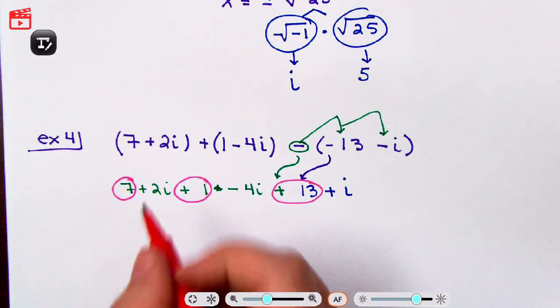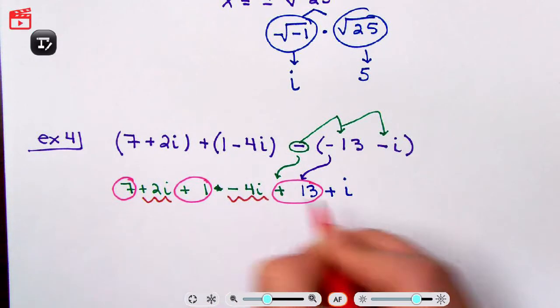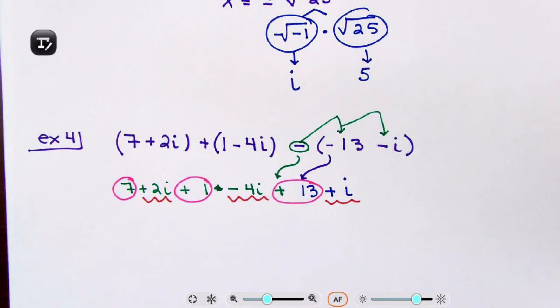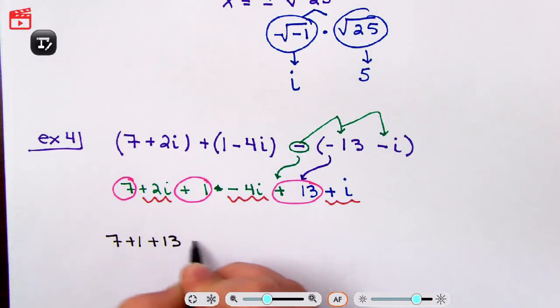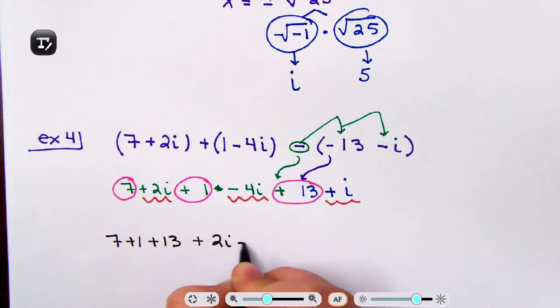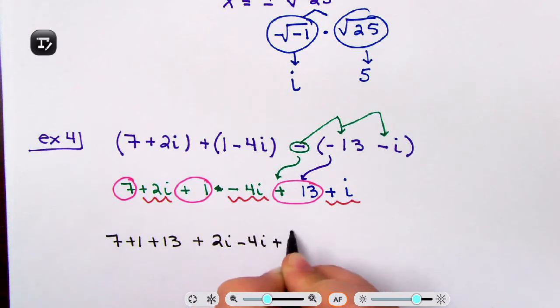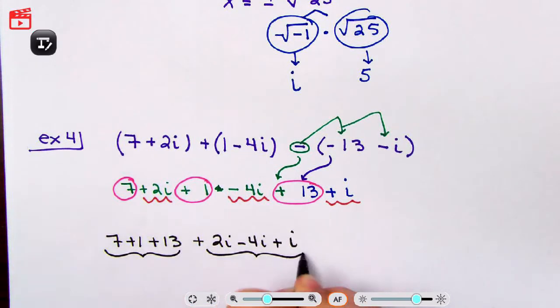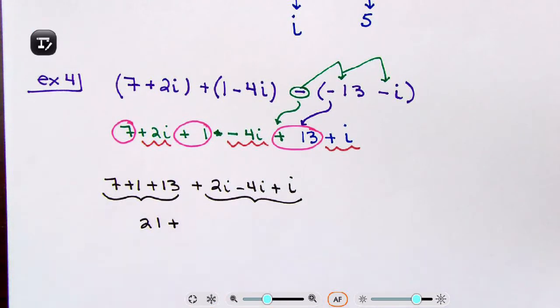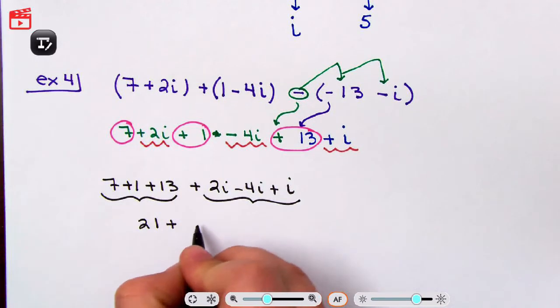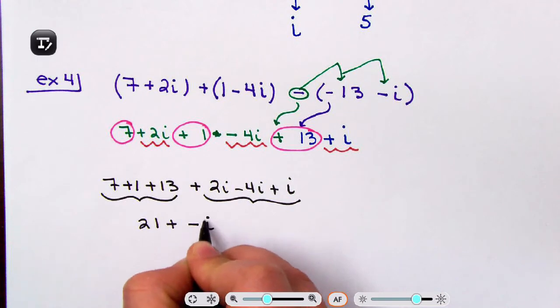I have 2i minus 4i less 1i. You can choose to write this all grouped together, for example, 7 plus 1 plus 13, and then plus 2i minus 4i plus i. And then you can group them like this and add and get your final answer. So I have 7 plus 1 plus 13, that's 21, plus, and now I have 2i minus 4i plus 1i, and that gives me a negative 1i.